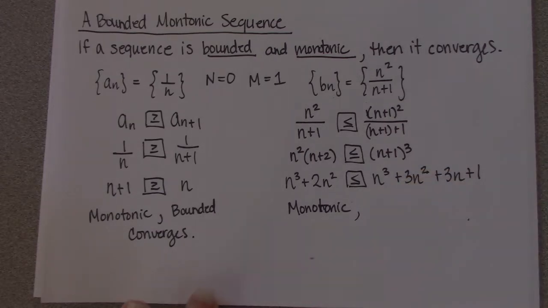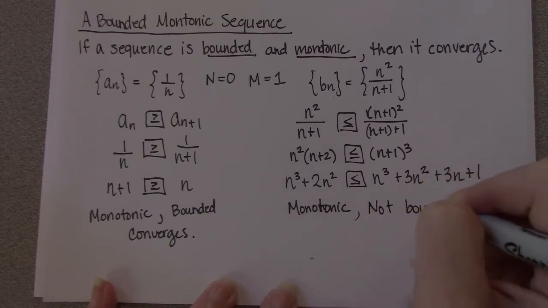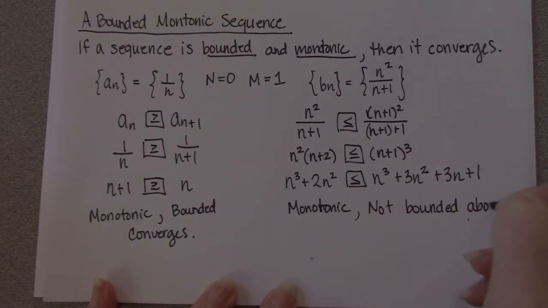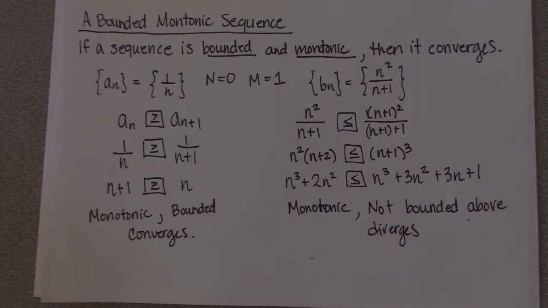However, is this guy bounded, right? Well, it's definitely bounded below by 0. These terms are all going to be positive, but does it have an upper bound? And the answer is no, because we know the limit's going to go to infinity. So it's monotonic, but not bounded above, so we know that it diverges. All right, and then I can confirm that as well with the nth term limit test, okay?